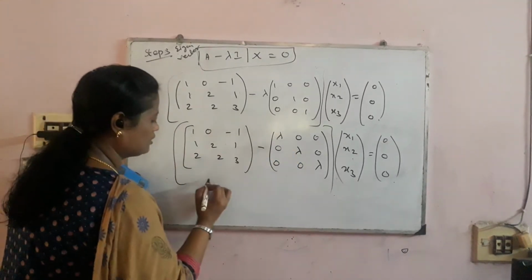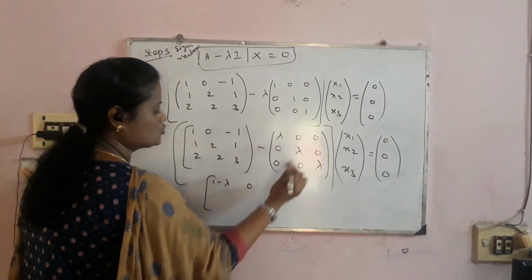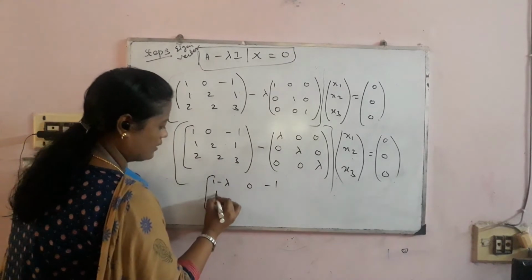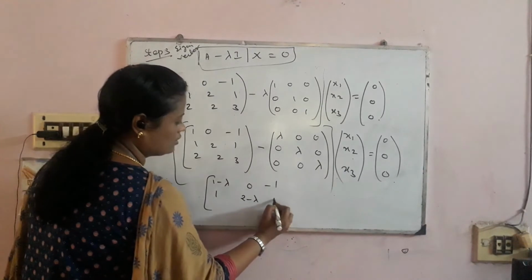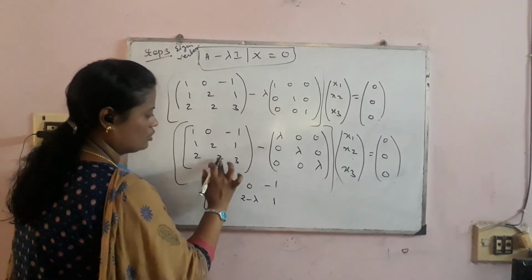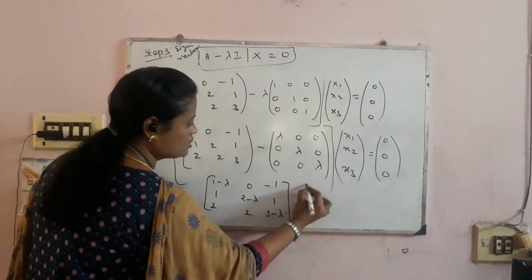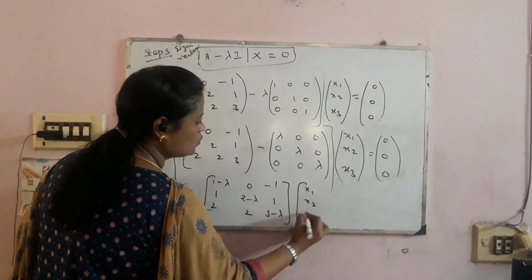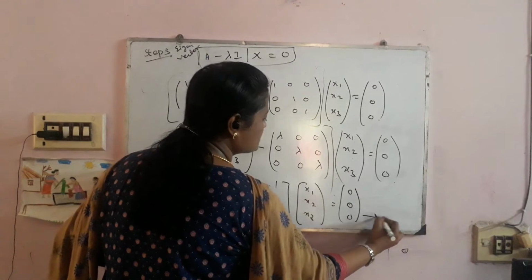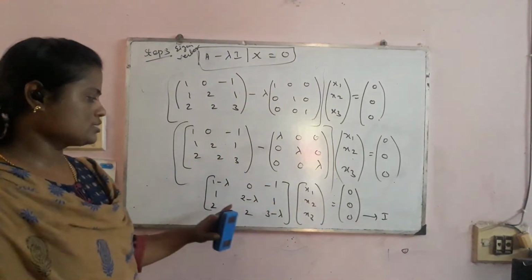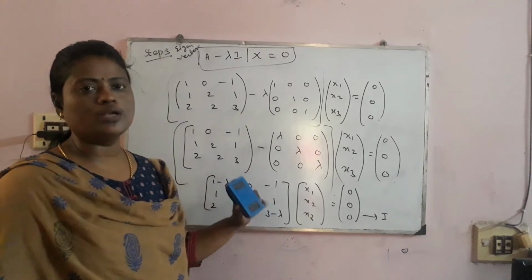That is 1 minus lambda, then 0 minus 0 is 0, then -1 minus 0 is -1. Next 1 minus 0 is 1, then 2 minus lambda, then 1. Next 2 minus 0 is 2, 2 minus 0 is 2, 3 minus lambda, into x1, x2, x3 equal to 0, 0, 0. Consider this as equation 1. Using this equation 1, you have to find the eigenvector for each lambda.